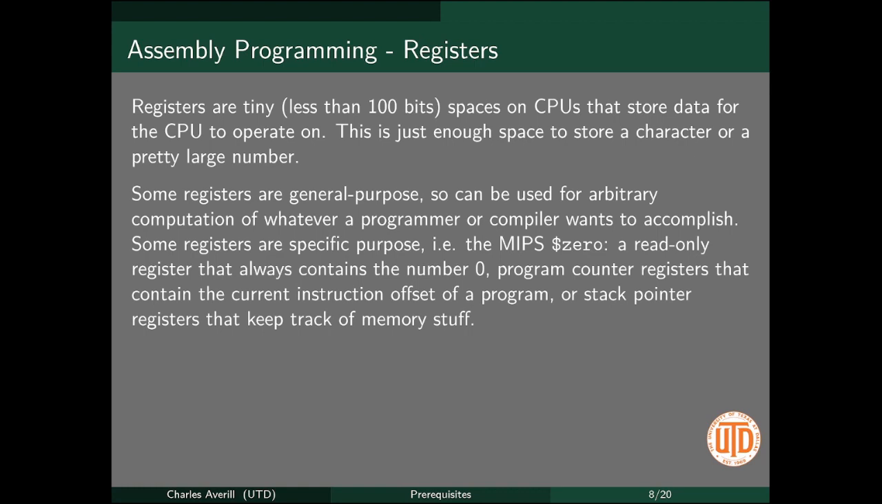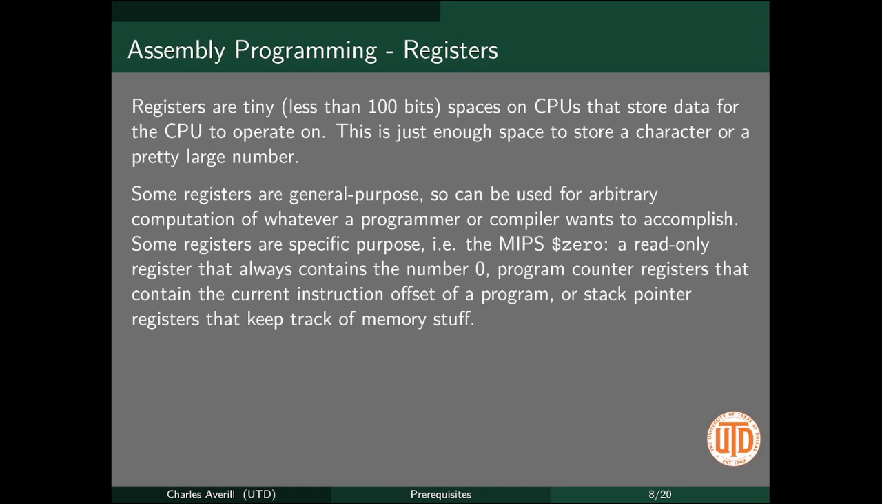They're very tiny, and there's not very many of them because the more you make, the slower your operations become, as they retrieve data that is physically farther away from the arithmetic unit or whatever on your CPU. So they're just enough space to store a character or a number or something like that, or a pointer to something.